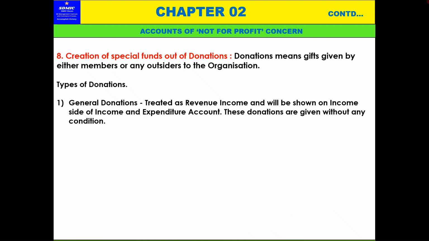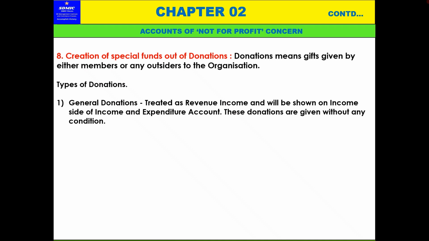Now types of donation. General donation is a revenue receipt, treated as revenue income and shown on the income side of the income and expenditure account. These donations are given without any condition. When we say general donation, nothing is mentioned, there is no specific purpose. People keep donating, say 5,000 or 10,000 in a year, thinking the organization is doing good work. The purpose is not specified. It is a general donation, so the organization can use it for any type of activity.